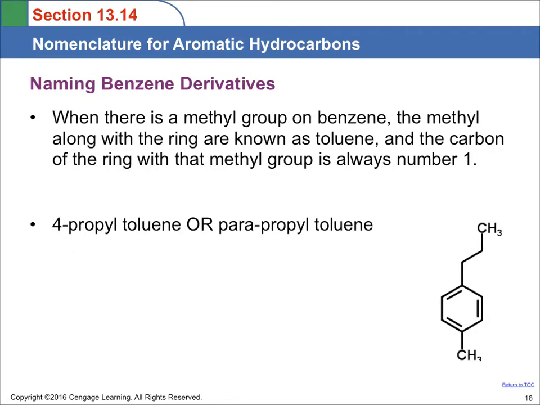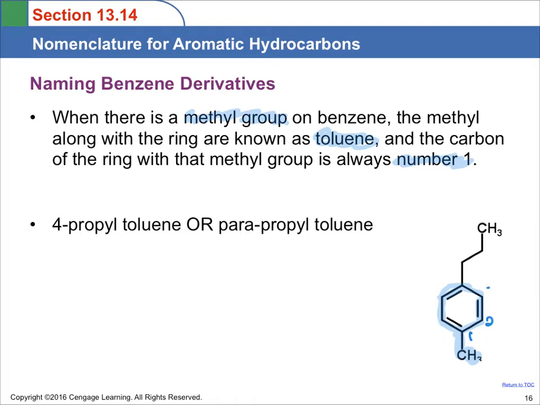We can also have some special types. So if one of the groups on the ring is a methyl group, then that methyl group along with the ring is considered the parent. So methyl group on the benzene ring, that whole piece is called toluene. And then when we number, that methyl group is always number 1. So in this example, we would number giving the methyl group 1.